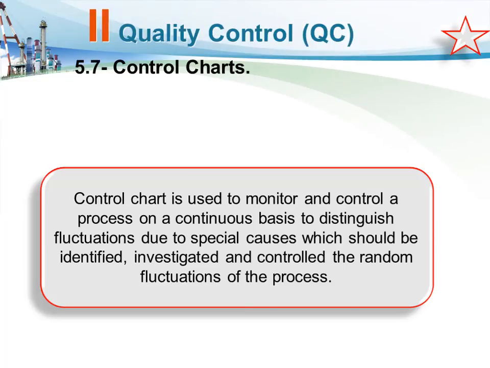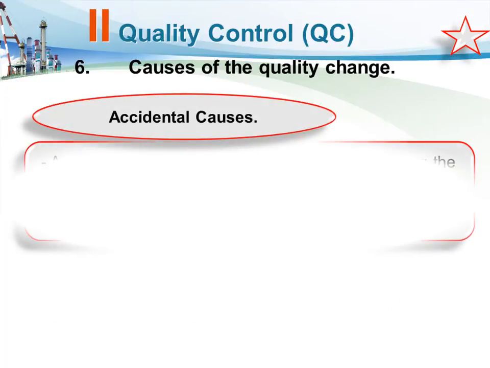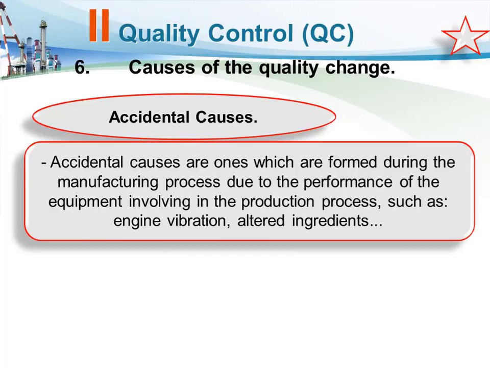The function of the control chart is to monitor and control a process on a continuous basis, to distinguish fluctuation due to special causes, which should be identified, investigated, and controlled, from the random fluctuation of the process. Accidental causes.